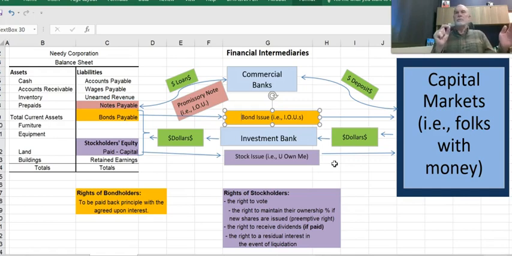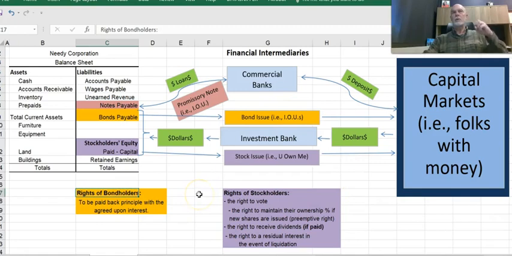So what do you own? Well, let's talk about the rights of bondholders and stockholders. If you purchase a bond, you are loaning money to the company, and what you get in return is a contract where they promise to pay you back with interest. So it's a lending contract, and you're given the right and the expectation of getting that money back with interest.